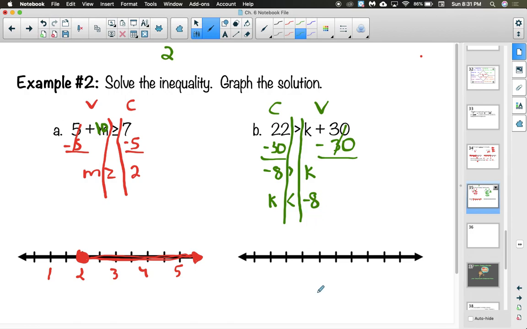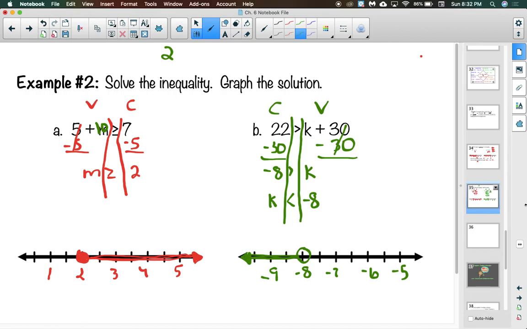And now I need negative 8 on my number line, so I'm going to start with negative 9, negative 8, negative 7, negative 6, negative 5. Don't forget, negatives go backwards on the number line. Okay, so the solution is k is less than negative 8, so it's a less than, which means I do an open circle. Less than points to the left, so I shade to the left, and any number smaller than negative 8 is a solution to that inequality.